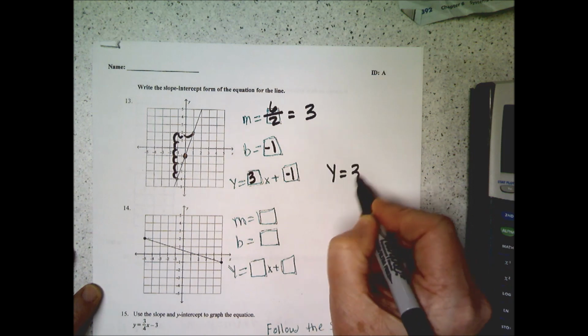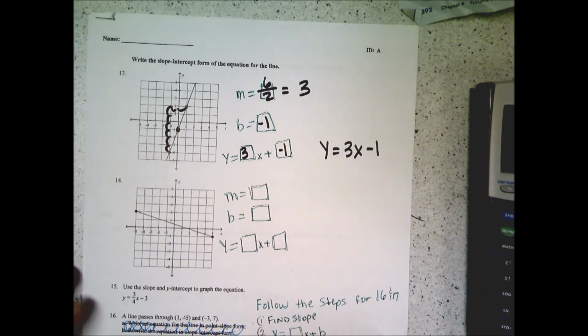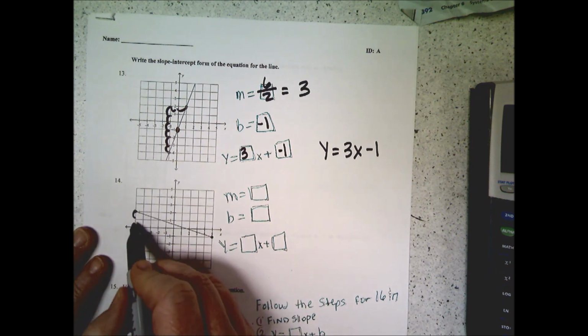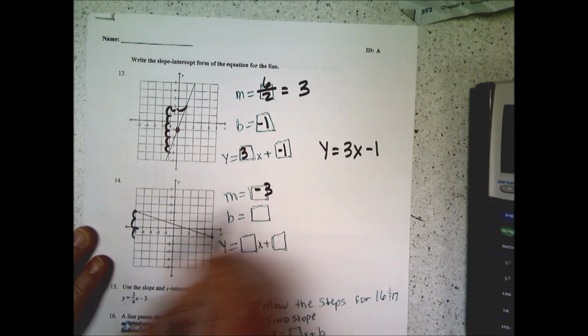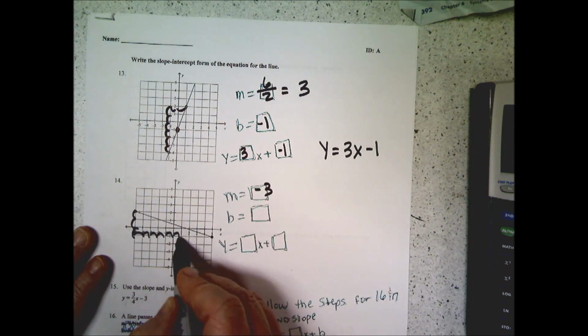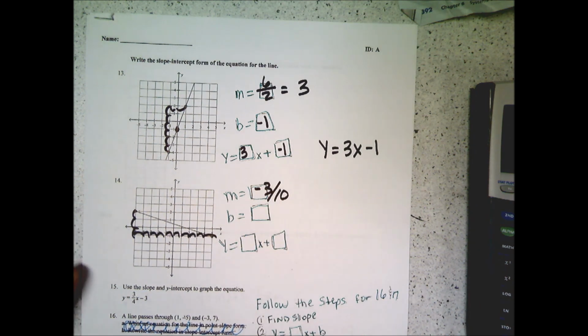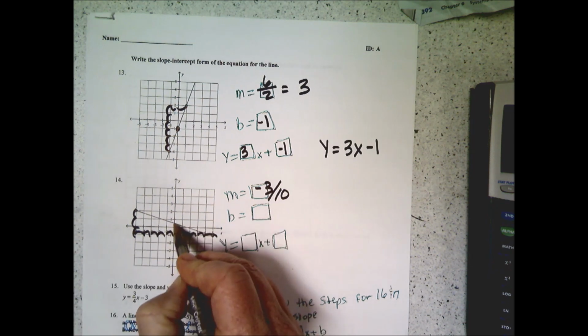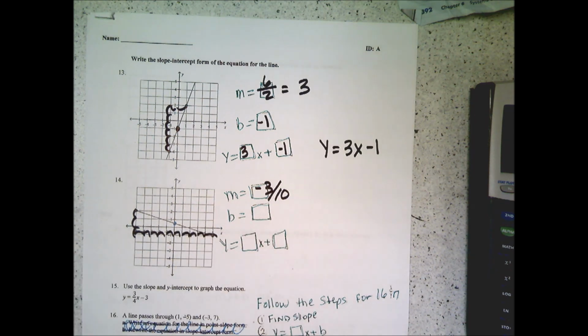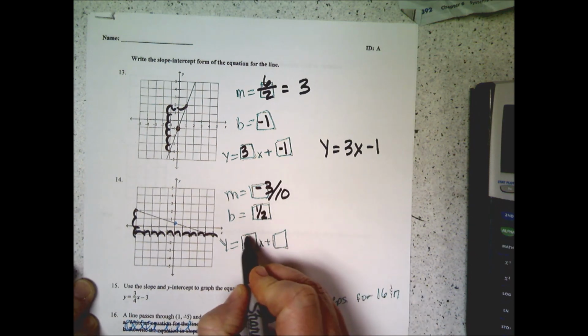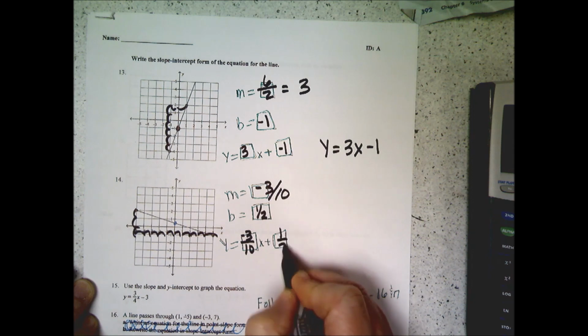Or I could write it as y equals 3x minus 1. Number 14, same thing. Got to pick out the slope. What do you notice about that line in 14? It's going down. It goes down 3, and it goes over 10. -3/10. What's the y-intercept? It's right here, y'all. You're going to estimate it to be 1/2. I'd let you put 0.5. That's fine. 1/2, 0.5. So this equation is y equals -3/10x plus 1/2.